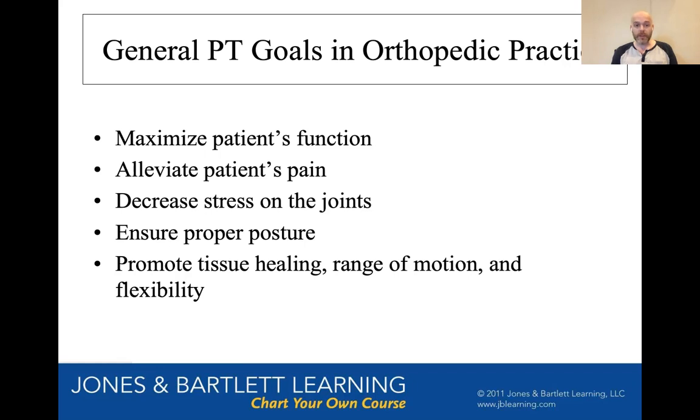Decrease stress on joints. Ensure proper posture. Posture can cause a lot of different pathologies and musculoskeletal problems later on in life, and even as a child. So there are a lot of things that just proper posture work can help. And sometimes we spend a lot of time working on posture with people. And it promotes tissue healing. We promote tissue healing of wounds, range of motion by stretching and flexibility.